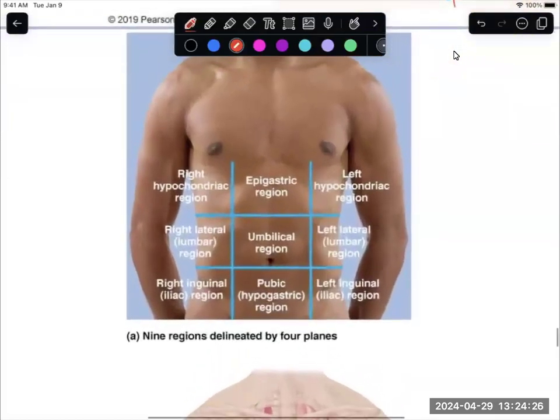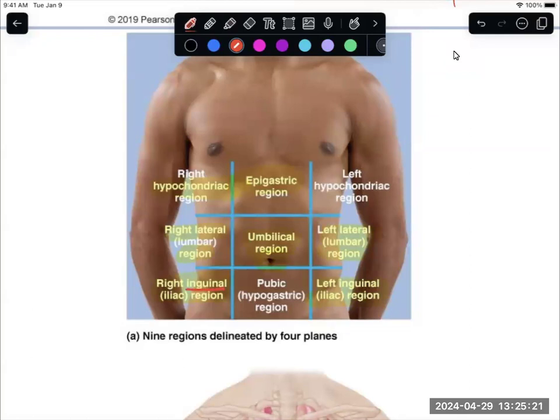Some of these terms you'll hear, like me in my nursing classes, knowing what hypochondriac means. Hypo means below, chondriac means ribs. So that right hypochondriac area is right around those ribs, at the baseline of those ribs. Epi means above, gastric means stomach. So this is the area above the stomach. Right lateral, left lateral, umbilical, because it contains that umbilicus or that belly button. And then right inguinal, left inguinal.